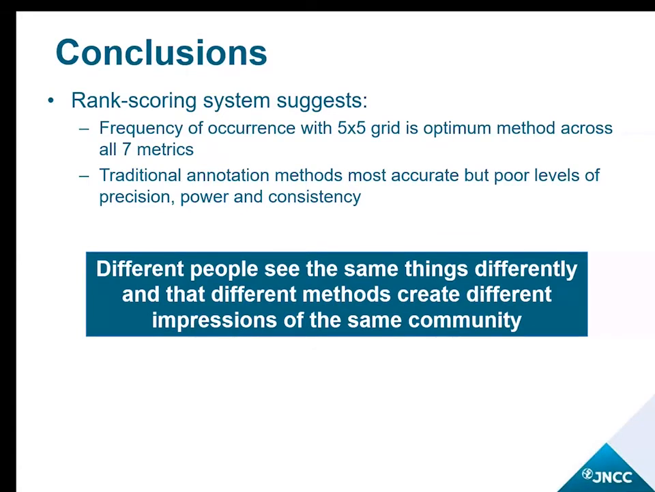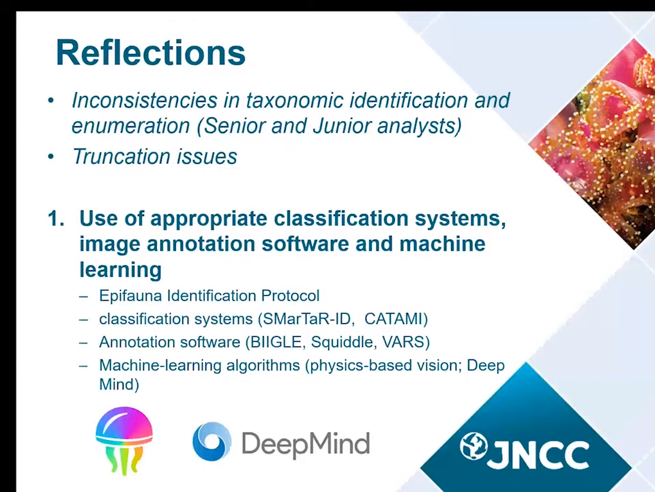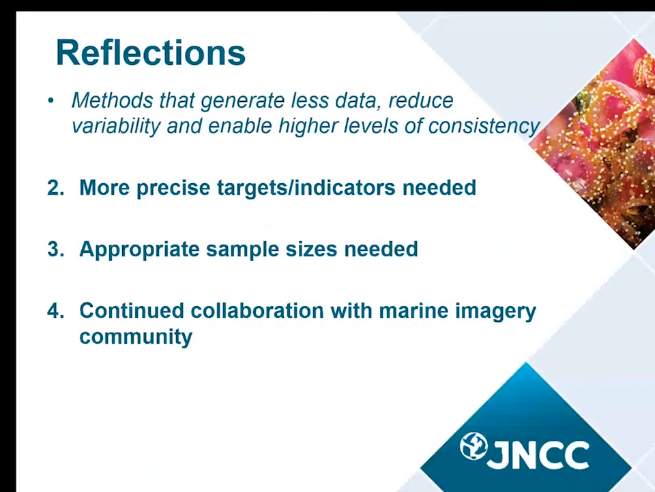At this point, I'm just going to skim across these. These are ways of going forward: using EIPs, using annotation software, machine learning algorithms, standard classification systems like Smarter ID and Katami, having more precise targets and indicators, and appropriate sample sizes.